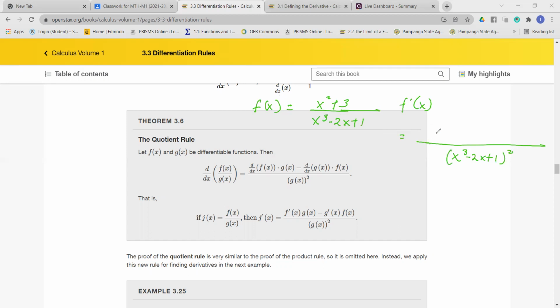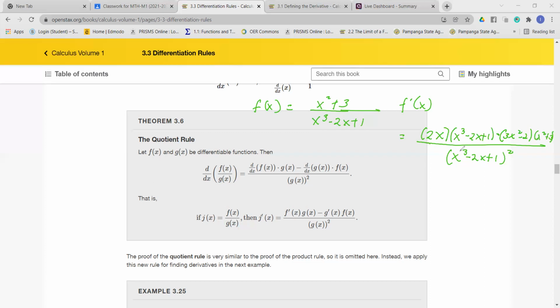Okay? Then the numerator will be the derivative of the numerator, or the high, derivative of the high. That will be equal to 2x, because the derivative of 3 is 0. So that always comes first: the derivative of the numerator, times the original denominator, x cubed minus 2x plus 1. Minus the derivative of the denominator, which is 3x squared minus 2, times the numerator, which is x squared plus 3.